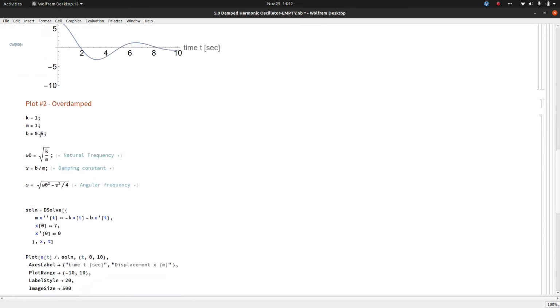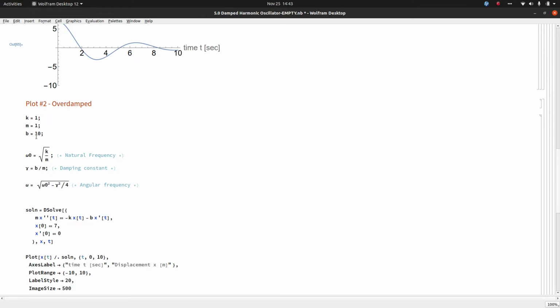Now I'm going to change this up. I'm going to make my damping constant bigger. Let's just overdo it. I'm going to toss that up to 10. Now, when I look at the angular frequency equation, I'm going to get an omega naught squared. Well, omega naught squared is k over m. k is 1, m is 1, so omega naught squared will be 1. And I'm subtracting gamma squared over 4.